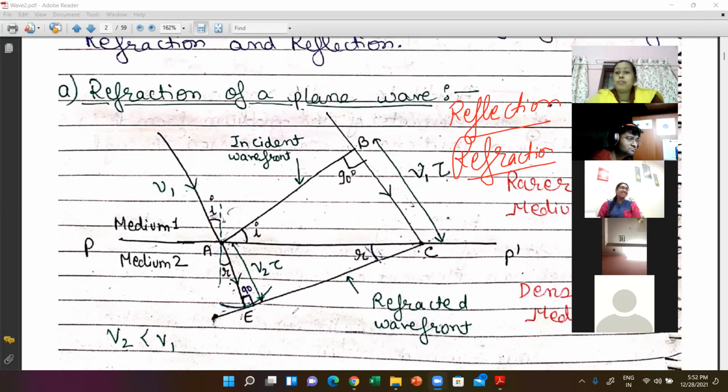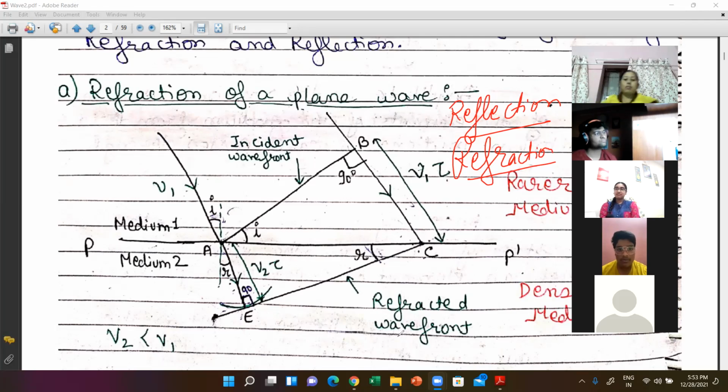Srijit, what about you? Tell me, what is refraction and reflection? This thing you have studied. Reflection is bouncing back of light. Okay. And refraction is separation of light, like when light gets split or changes direction.